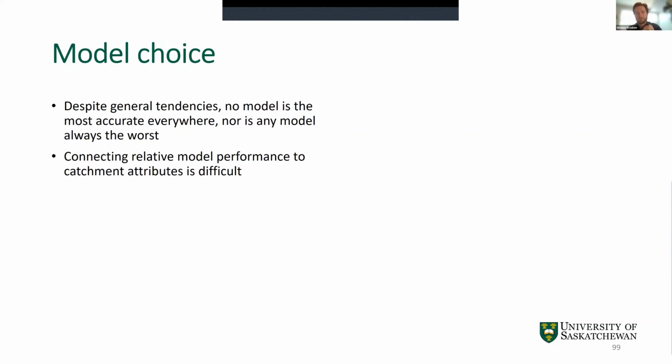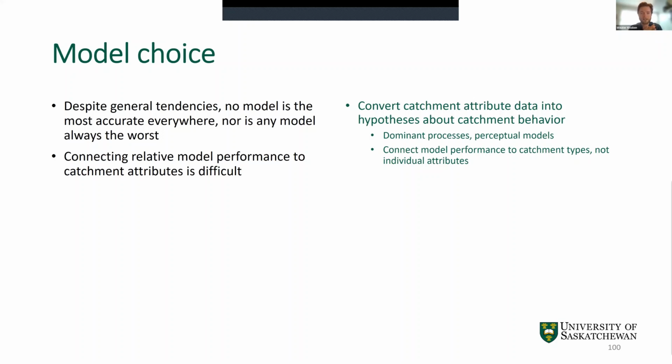Our correlation approach, where we try to predict where these models work well, was also a bit unsatisfying because essentially what we did is just throw all the data at a problem and hope that some interesting pattern pops out. Which is not as clever as some regionalization approaches that exist, but it is something that you see quite commonly with these large sample data sets. So, just correlation analysis: which patterns are there? And I think what we should do instead is maybe not look at individual attributes, but try and convert these catchment attribute data into hypotheses about catchment behavior. That involves thinking about what could be dominant processes and what could be perceptual models that underlie these catchment data. And if we can do this, we can then connect model performance to catchment types and not to individual attributes.